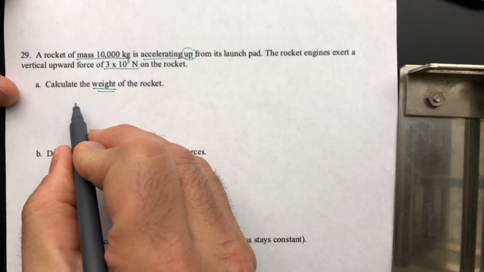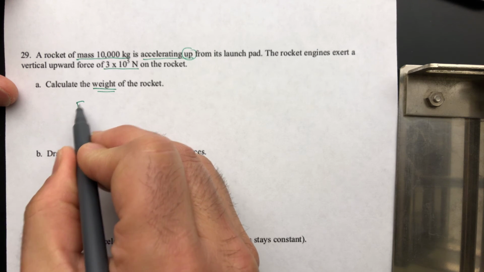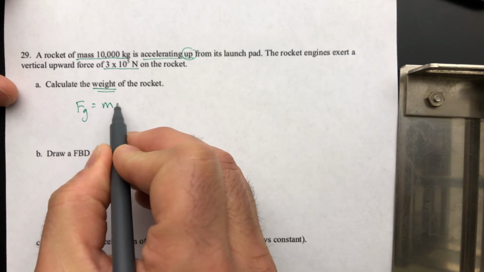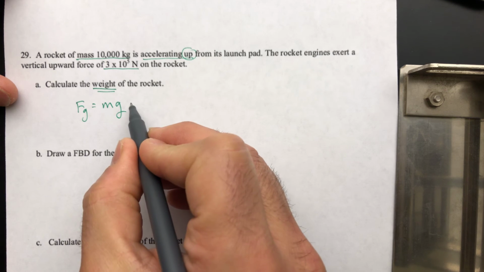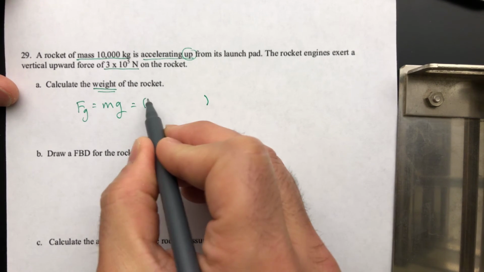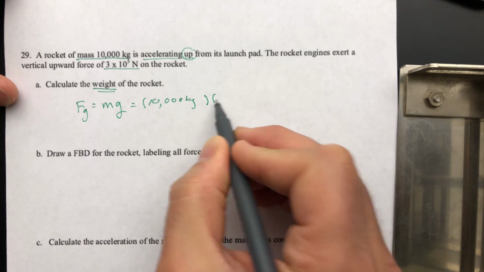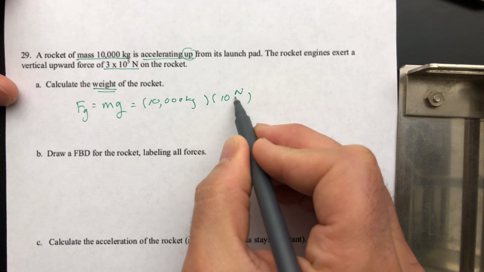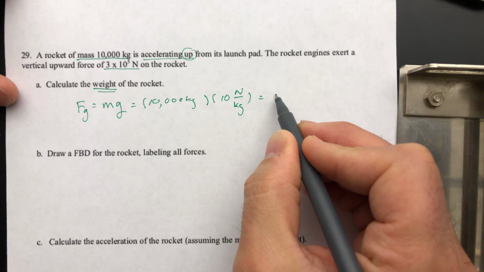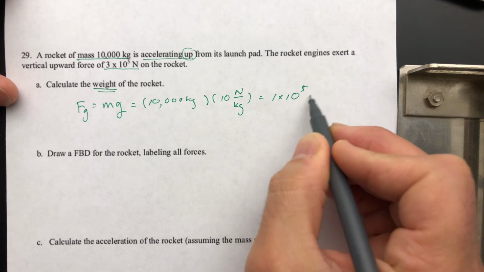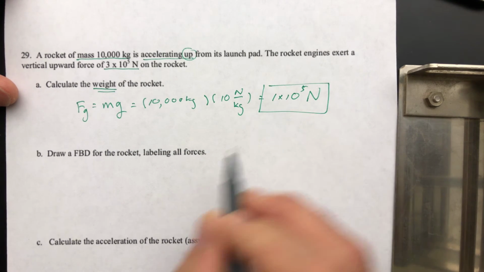So let's think about what we know about weight. Weight is the force of gravity on a mass in Earth's gravity field. So I have the mass, 10,000 kilograms. I know that my gravity field on Earth is 10, or 9.8 newtons per kilogram. So this is 1 times 10 to the 5th newtons of weight for the rocket.